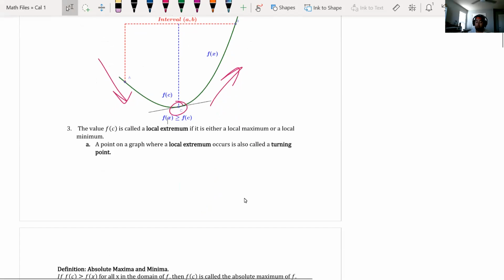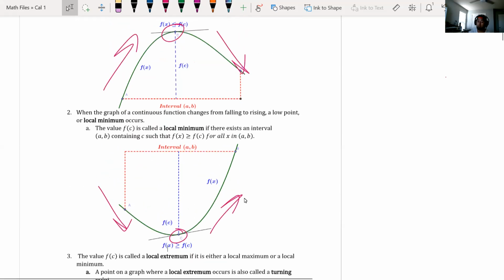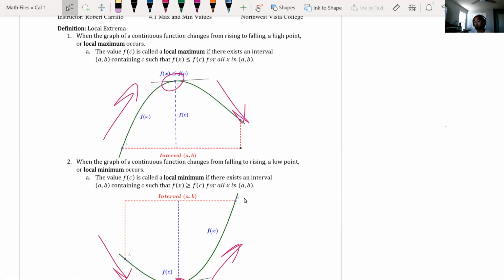Number three, the value f of C is called a local extremum if it either has a local max or local minimum. And wherever a local max or minimum occurs, that is also considered a turning point. Remember, turning points is where the graph changes direction. The graph goes from falling to rising or rising to falling. So that's what a turning point is. Okay, so those are the definitions of local maximums and local minimums.